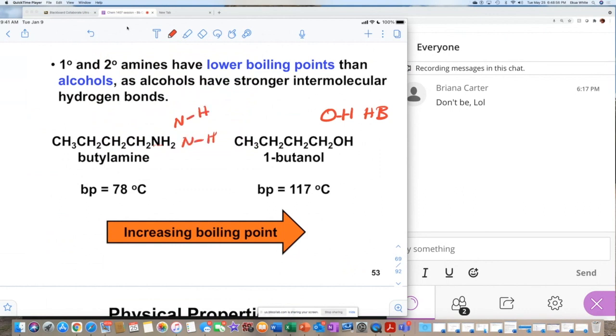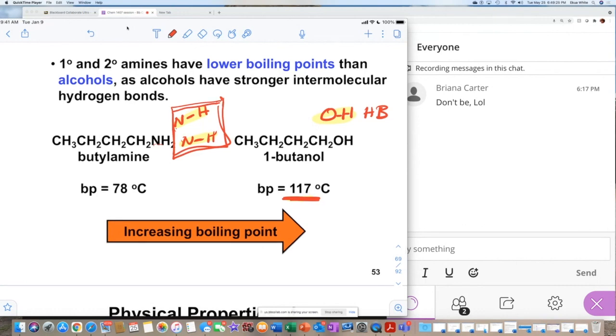NH, and we got NH. So you see that right there? There's two NHs versus one OH. And look, the one OH wins. With just one OH, we have a much higher boiling point, right? Versus here when you have two NHs. So in other words, not all hydrogen bonds are alike. The OH hydrogen bond is a lot stronger than the NH hydrogen bonds, because even the two NH hydrogen bonds do not compare to the one OH hydrogen bond.